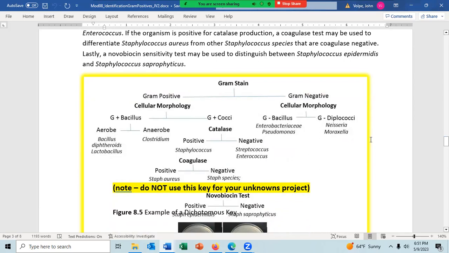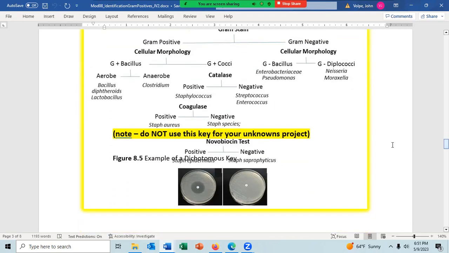If it is catalase positive, then we throw out the catalase negative, which are Streptococcus and Enterococcus, and so it's going to be the Staphylococcus family. If it is then coagulase positive, it'll be Staphylococcus aureus. If it's coagulase negative, it's some other Staphylococcus species, and you can run the Novobiocin test to determine whether it's epidermidis or saprophyticus.